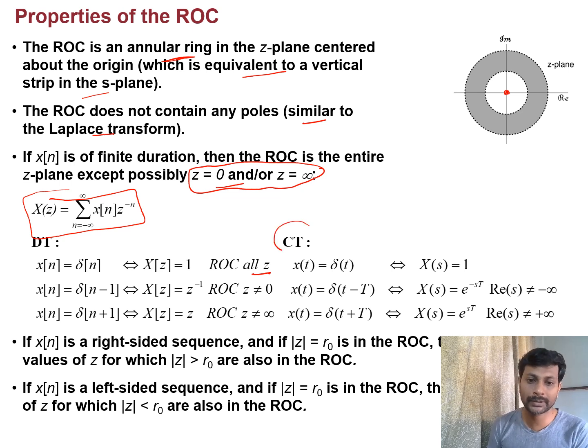If it is continuous time information, then the Laplace transform is given by s is equal to 1. As you can see, the z transform and Laplace transform both are the same. If the time domain is delta(t minus t0), the Laplace transform is given by e to the power minus s t0, with real part not equal to minus infinity, and e to the power s t0 not equal to infinity.